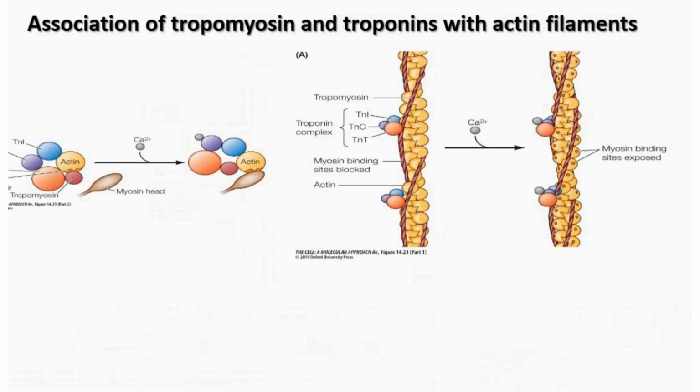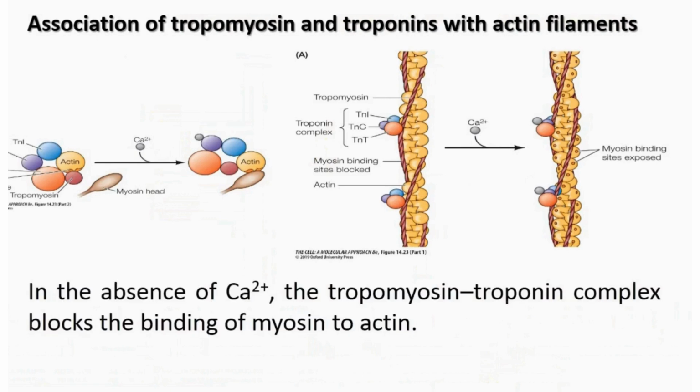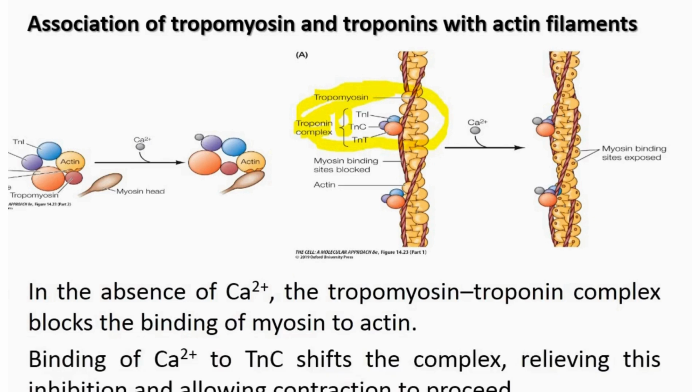What's the association of tropomyosin and troponin with actin filaments? In the absence of calcium, just now what I explained, the tropomyosin-troponin complex, this is tropomyosin, this is troponin complex, this entire complex blocks binding of myosin to actin. That is, the rounded structures are not exposed. But once calcium binds, the troponin C shifts the complex, and after shifting the complex it will relieve the inhibition, and post relief of inhibition it will allow contraction to proceed.